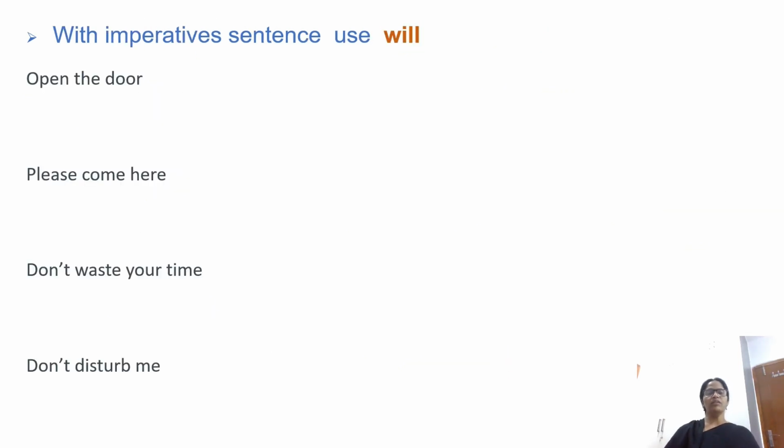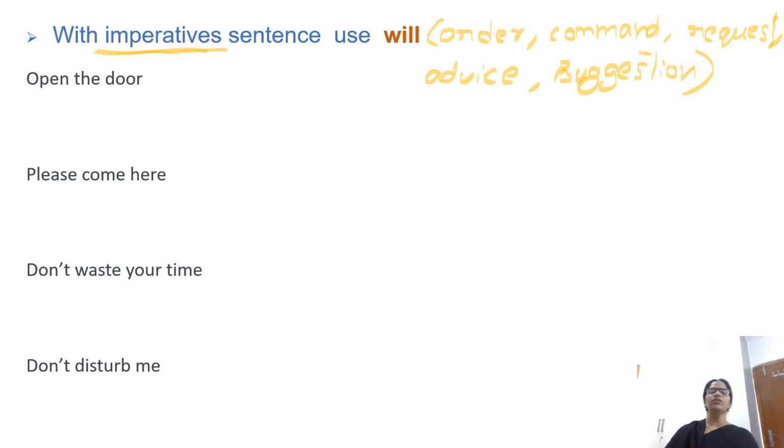Here is one more rule. If the statement is imperative. What is an imperative sentence? Imperative sentences are order, command, request, advice, suggestion. These are imperative sentences. If the statement is an imperative sentence, we should use will in the question tag.